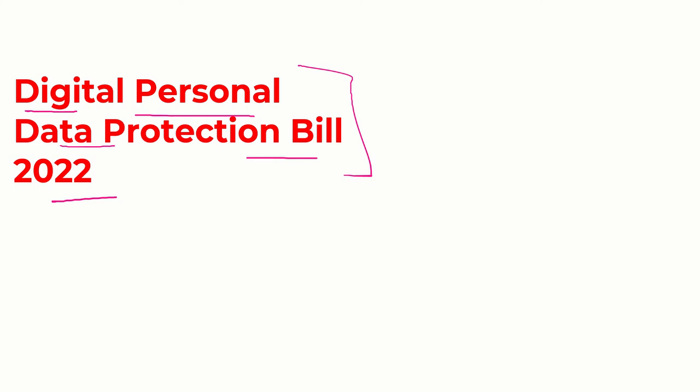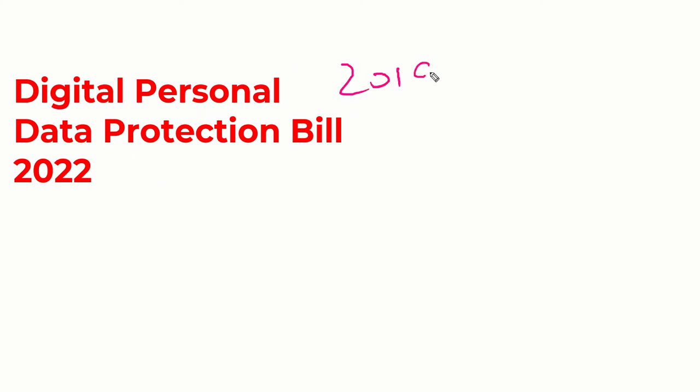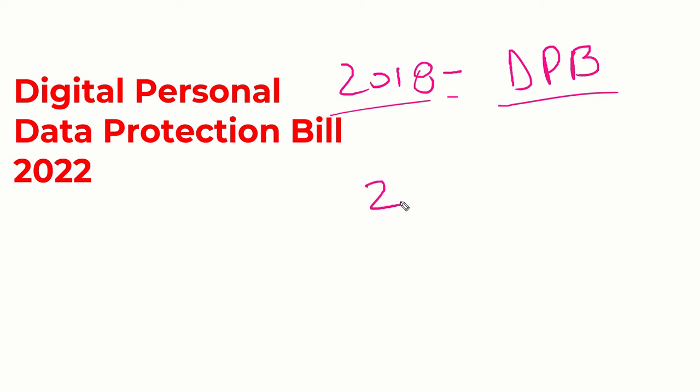First, let's go back to the history. In 2018, the Indian government came up with a data protection bill. The bill was withdrawn due to some reasons, like there were certain flaws in the bill. Now in 2022, they have come up with a fresh data protection bill. The name is Digital Personal Data Protection Bill.